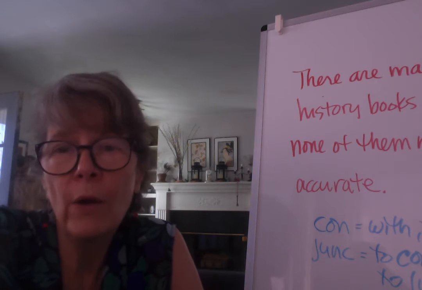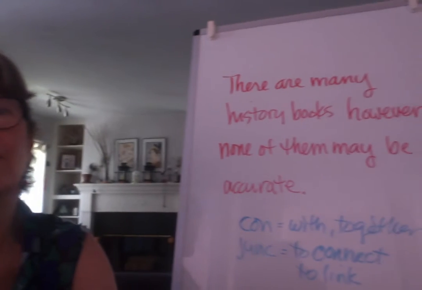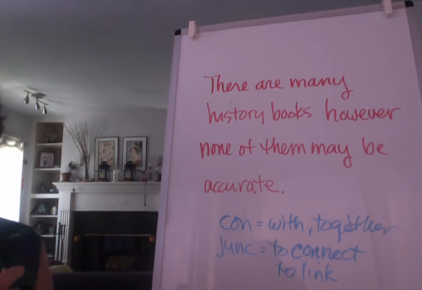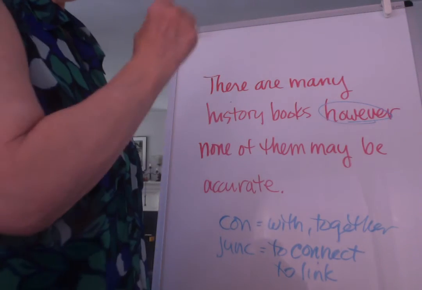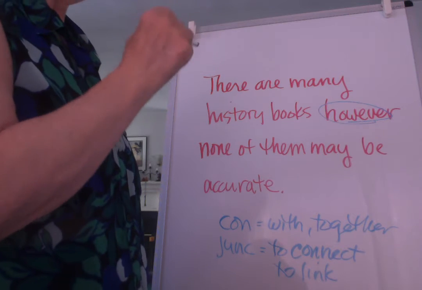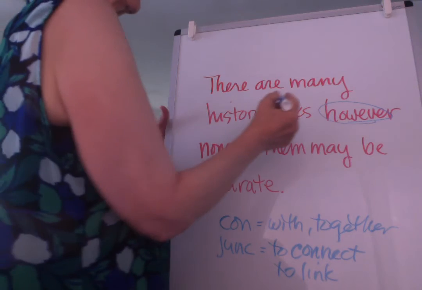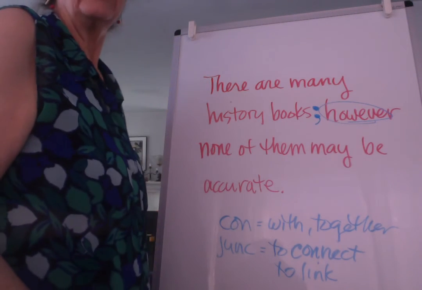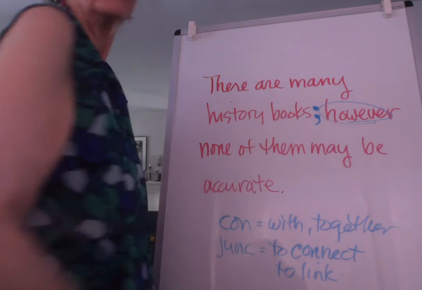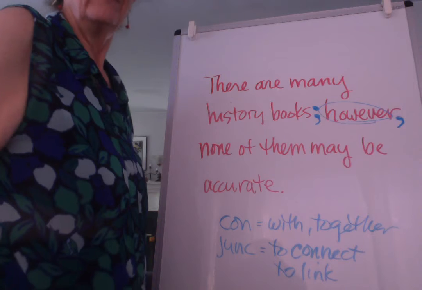So why do we care? Why do we care about a conjunctive adverb? Because a conjunctive adverb has a comma rule or a punctuation rule that we have to know. Here's our conjunctive adverb here. There are many history books; however, none of them may be accurate. Okay? So the punctuation rule is that we have to put a semicolon before the conjunctive adverb, and we have to put a comma after it.